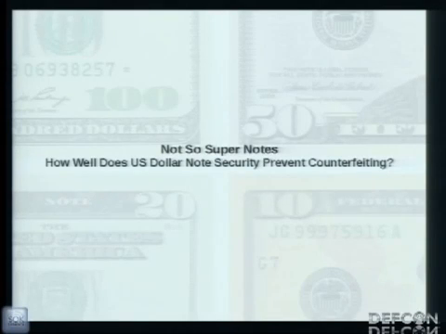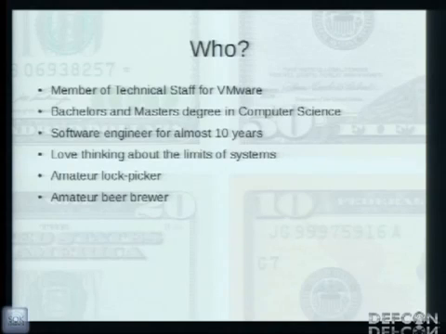So my talk today is on Super Notes: how well does the US dollar note prevent counterfeiting?